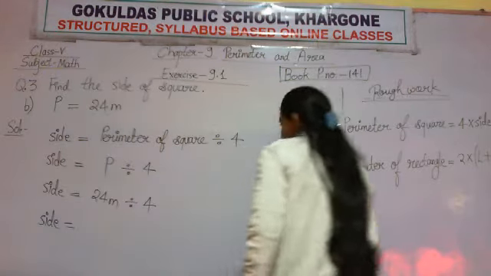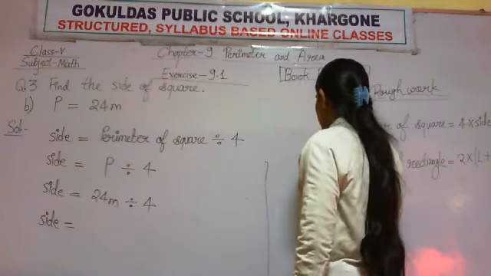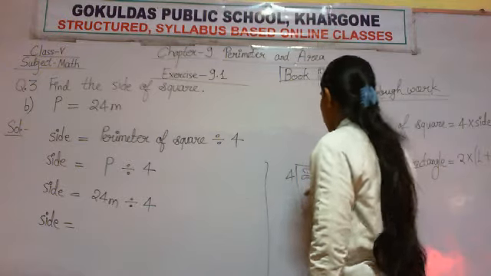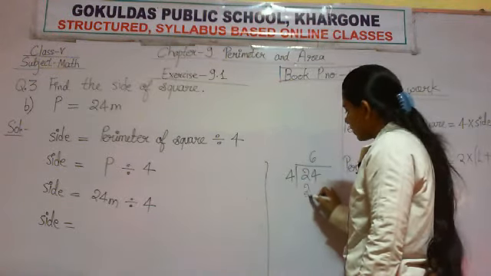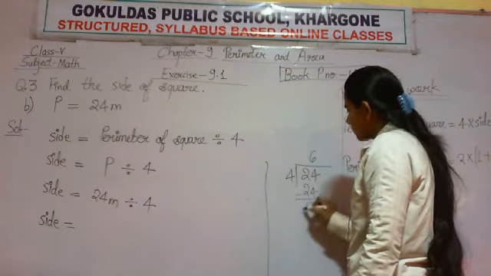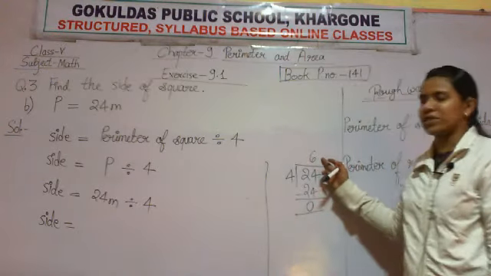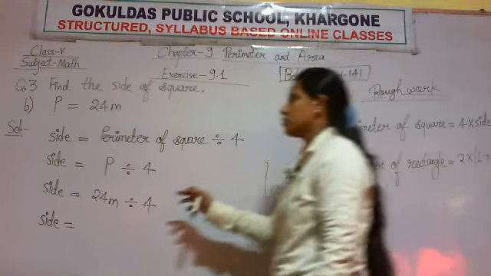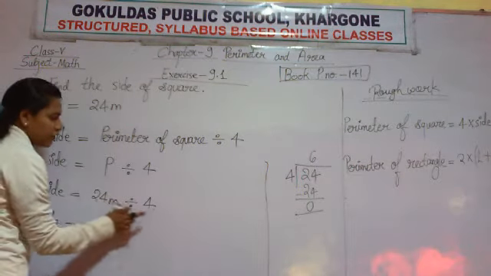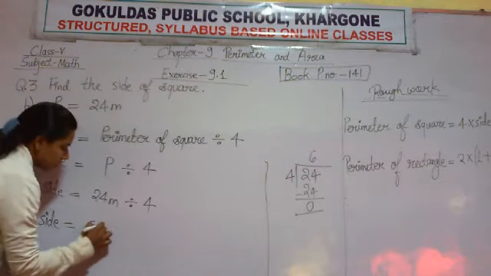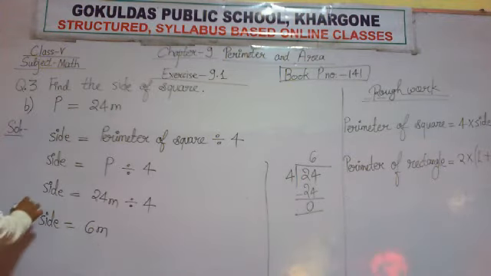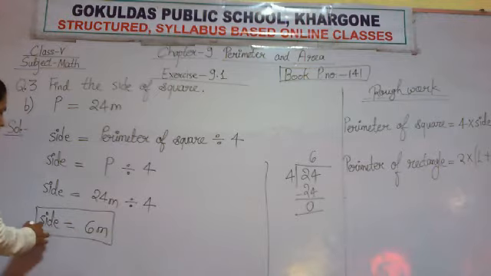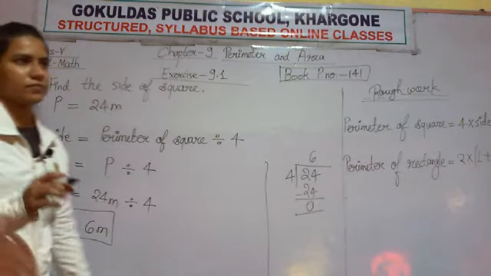In rough work, you can divide 24 by 4. So in 6 times we can divide. 4 sixes are 24. Subtract them. Remainder is 0. What is the quotient? Quotient is 6. So when we divide 24 by 4, our result is 6 meter. So side is equals to 6 meter. It is our final answer. Okay.